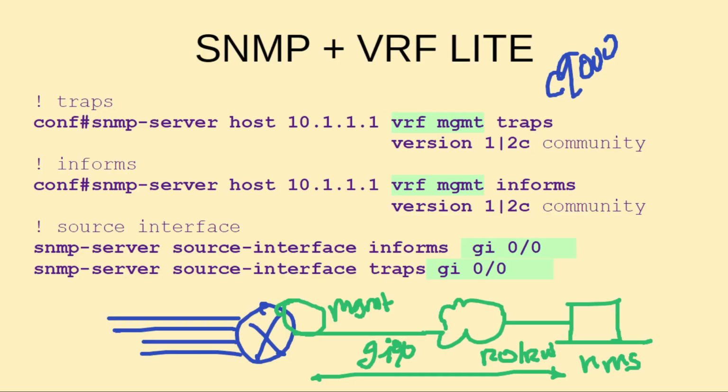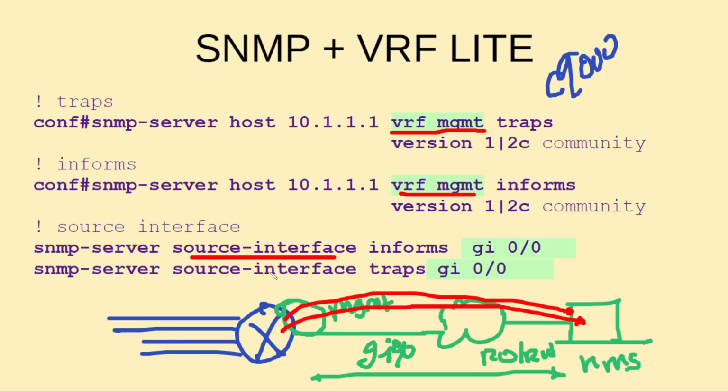However, in order to make traps and informs work, we need to set up a little bit of information. For instance, we have to add the VRF through which we want to send these traps and informs, and we must choose the particular source interface that will be used to send these traps and informs, in this case gigabit 0/0.